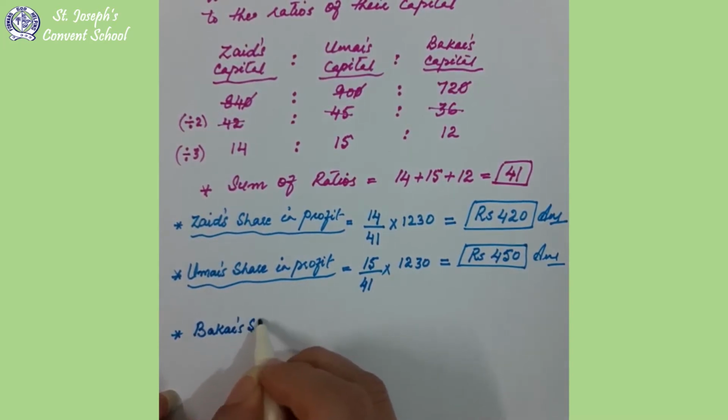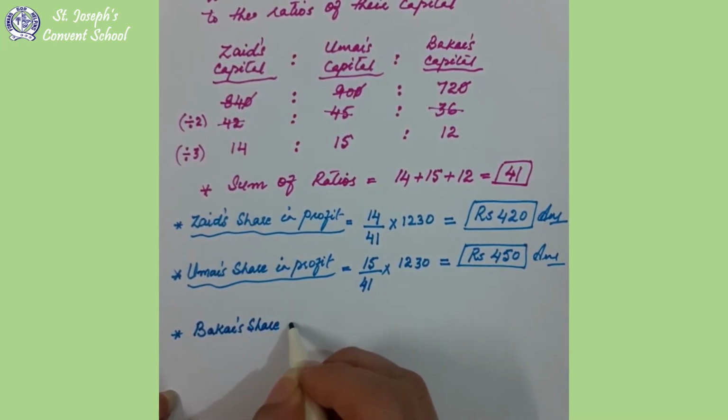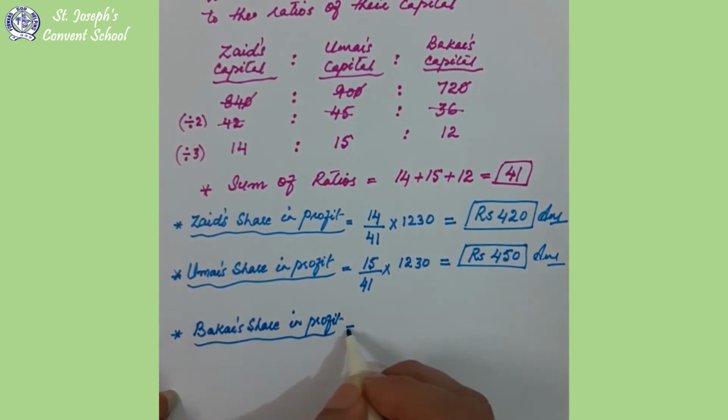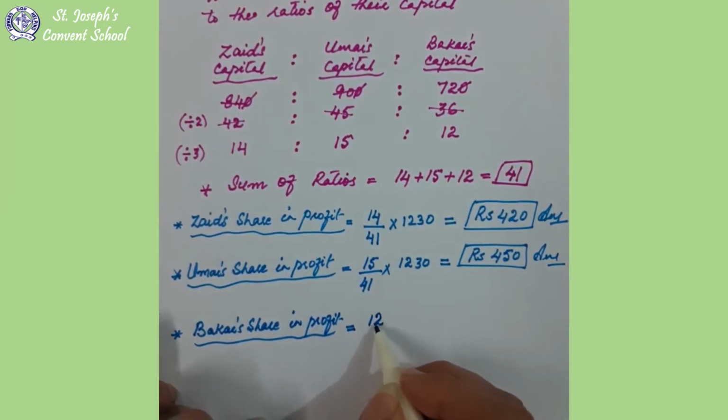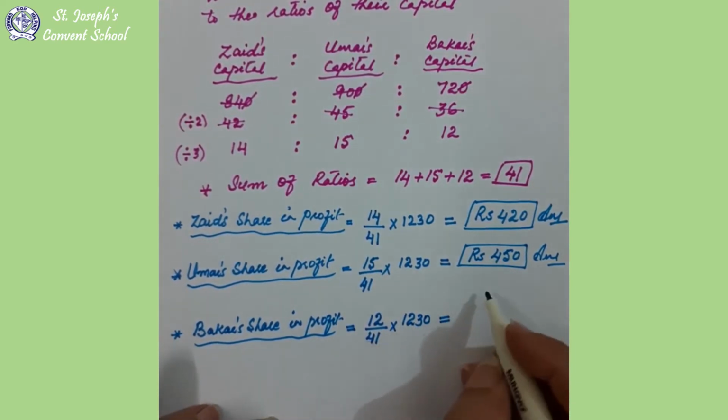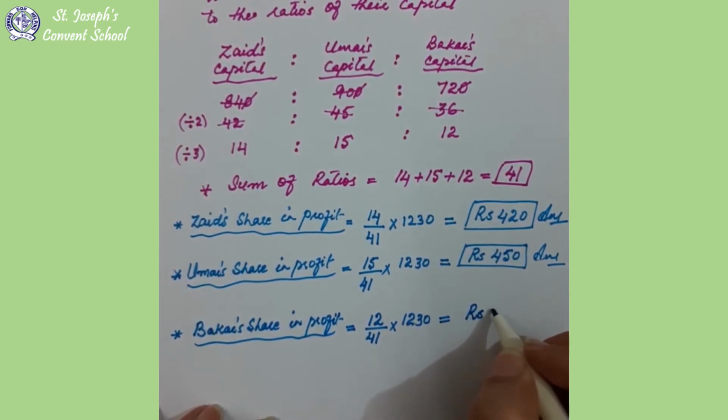Bakar's share in profit. Now Bakar is 12 divided by 41, into profit 1230. So 12 into 1230 divided by 41. With a calculator you will solve it, and the answer will come rupees 360. So this is the third answer.